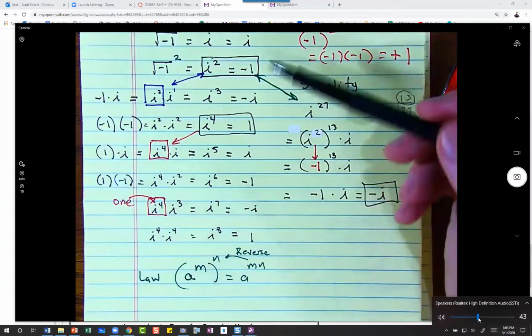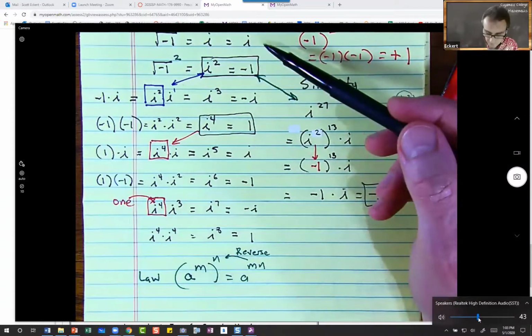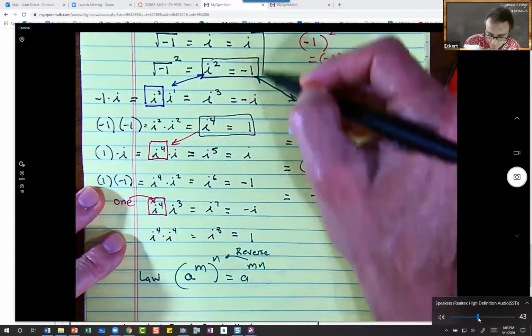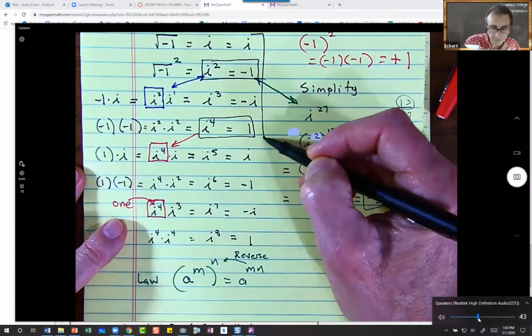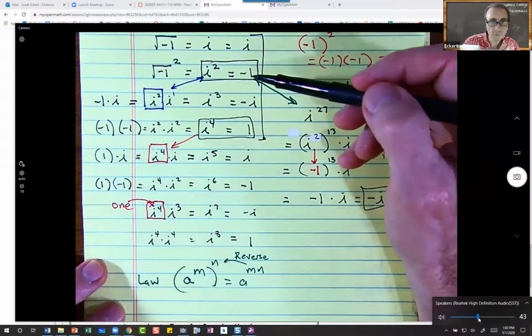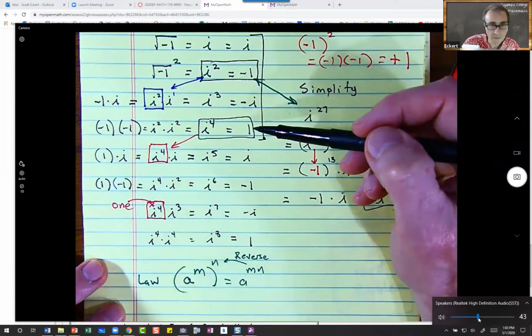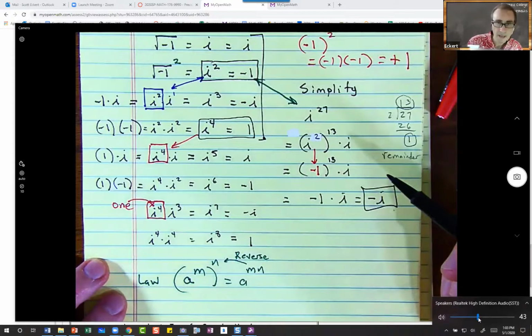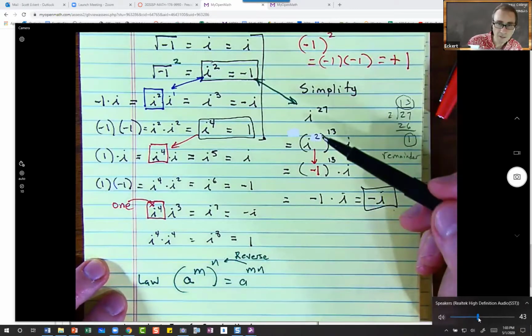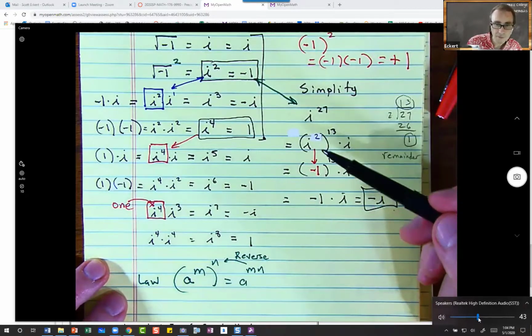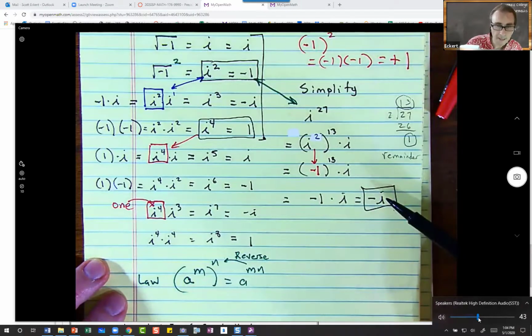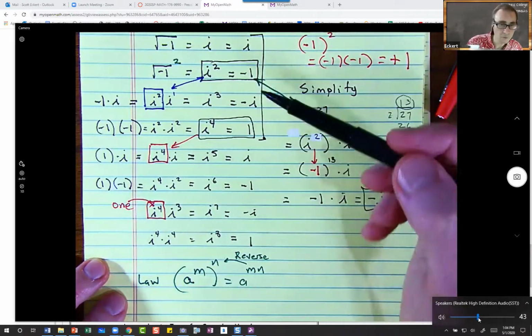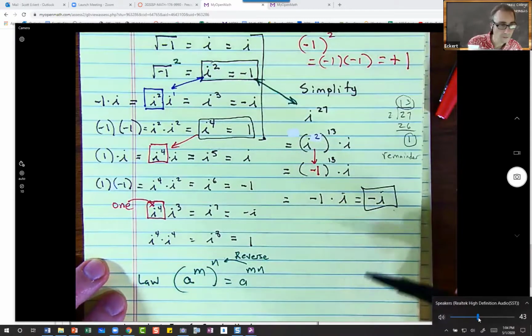So it's falling in this cycle here. These first 4 answers repeat: i, -1, negative i, and +1. So we're just going to get a repeat of one of those 4. And if you break this down into i squareds, eventually you can shortcut and get the answer without having to do 27 powers.